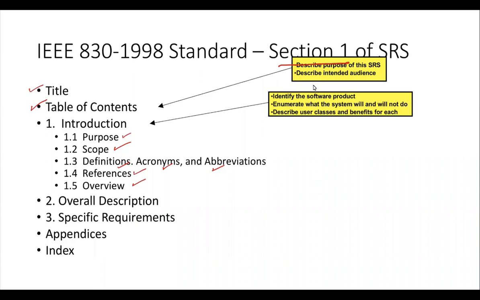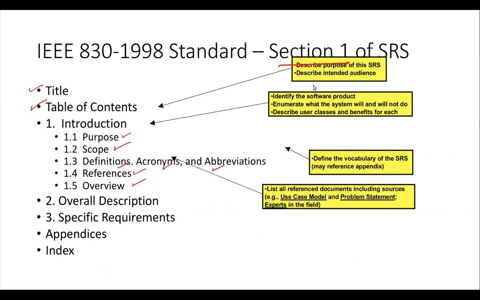The introduction identifies the software product. It enumerates what the system will and will not do. It also describes the user classes and the benefits for each of those users. In addition, we define the vocabulary of the SRS, and you might add references as an appendix at the end. We also list all the reference documents, including sources like the use case model, the problem statement, and even different experts in the field.